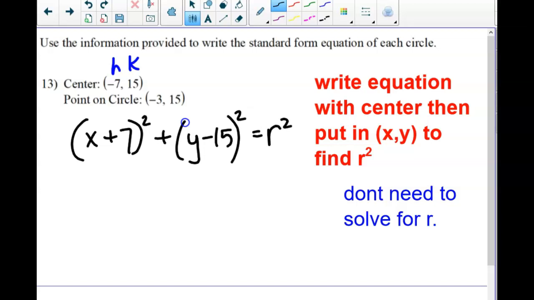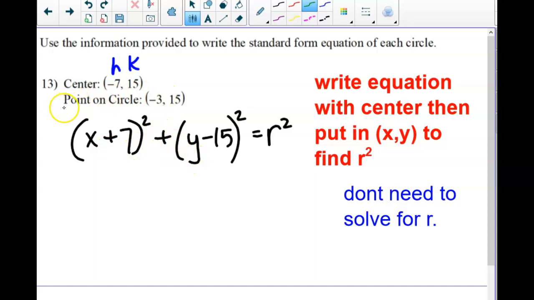Now, on this particular one, I think some of you could figure out the radius in your head. From negative 7, 15 to negative 3, 15, they have the same y value. So they would both be up at the line 15, okay? And we could figure out how far it is from here to here. But I won't make this tricky. I'm just going to do it the same way for all of them.